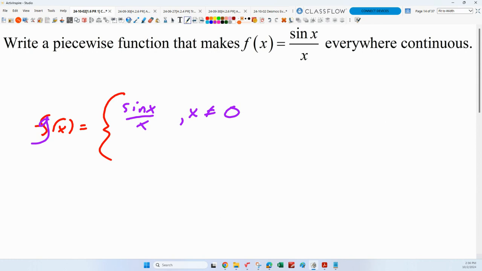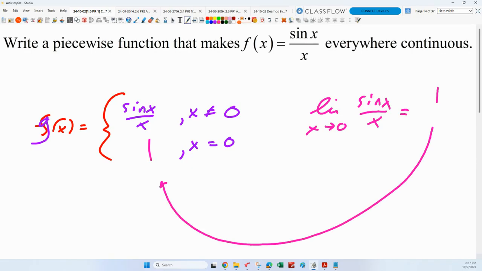So what's happening at 0? The value of the function needs to be equal to what the limit would be of the top piece if I approach 0. You know that answer. The limit of sine x over x as x approaches 0 is what? 1.